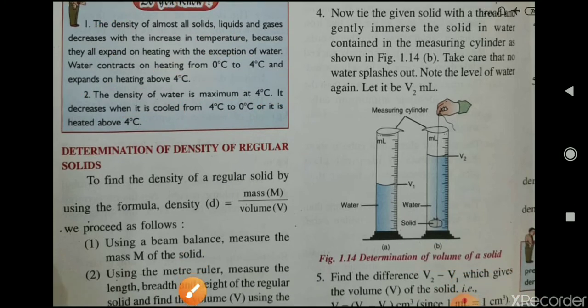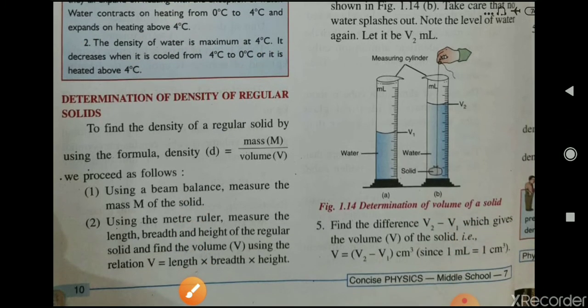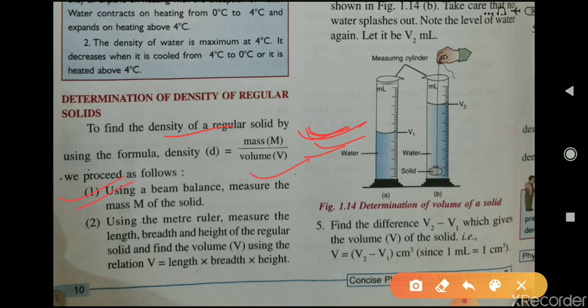Now, determination of density of regular objects. To find the density of regular objects, we can use the formula mass upon volume. We find the mass of a substance using a beam balance, and to find the volume of a regular solid, we can use the formulas of that particular solid. By using the relationship density is equal to mass upon volume, and putting the value of mass and the value of volume here, we can calculate the density of a regular solid.